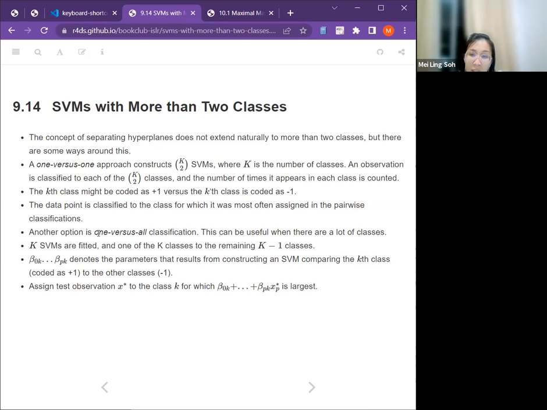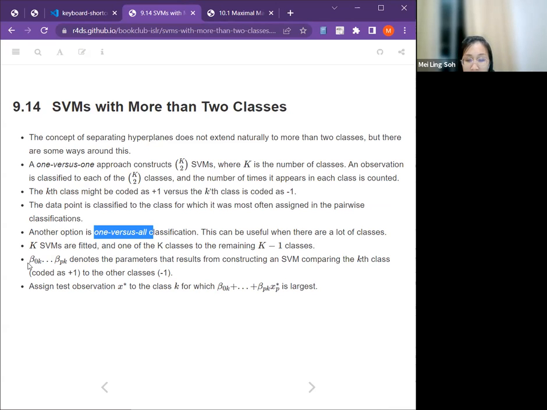The other method is one versus all classification. One versus all classification is helpful when you have a lot of classes. First you need to fit one of the K classes against the remaining K minus 1 classes, meaning the rest of the classes.